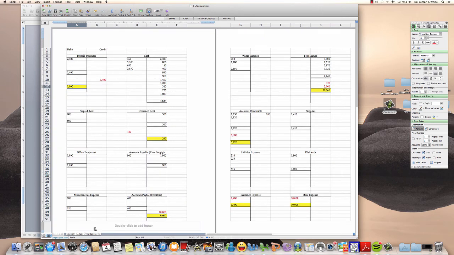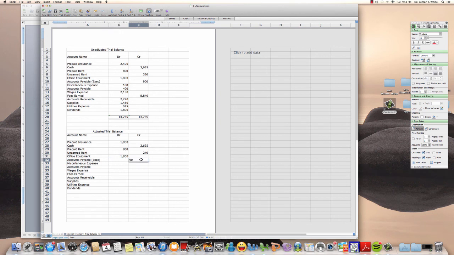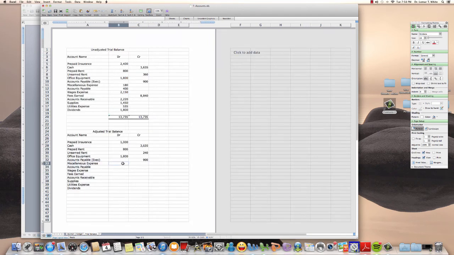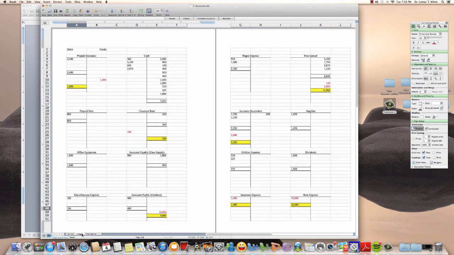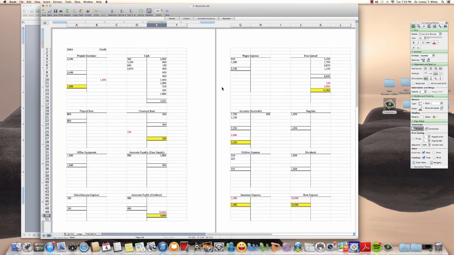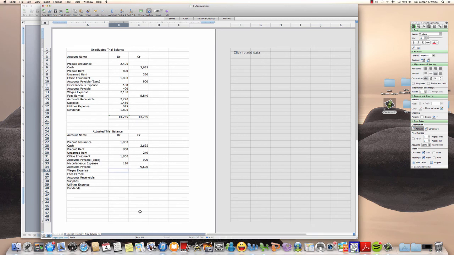My accounts payable to Executive Supply did not change. So that's still $900 on the credit side. My miscellaneous expense did not change. 180 on the debit side. My accounts payable, that changed. That's now $9,600, so I'm going to put that on the credit side. My wages expense did not change. $2,150 on the debit side.